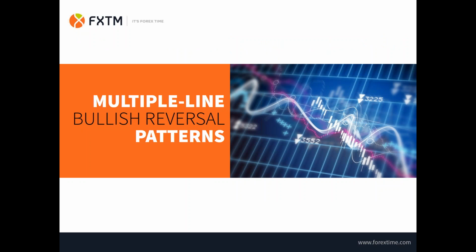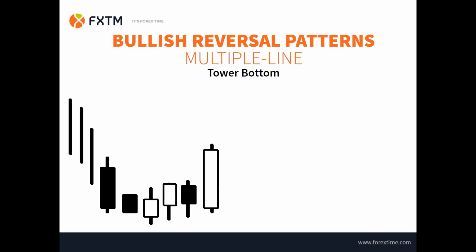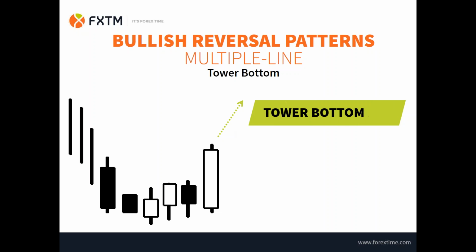Then we have more than two lines formations. And of course, it's the tower bottom. And it's very easy to remember, actually. But let me show you the formal specs for that. So you have a prior trend. Here is your prior downtrend in this case. Then you have a long black candle. This is your long black candle, and this is your tower, if you like, right?